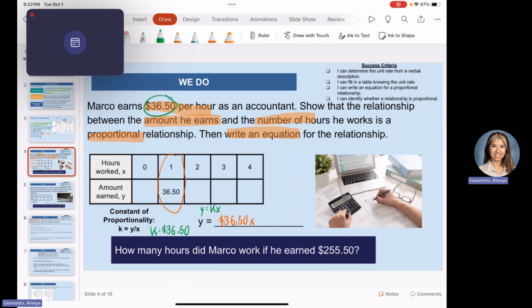So 0 times 36.50 is 0. 2 times 36.50 is 73. 3 times 36.50 is 109.50. If you use the calculator, it would say 109.5, but remember we're talking about money, so that's why it has to be 109.50. 36.50 times 4 is 146.